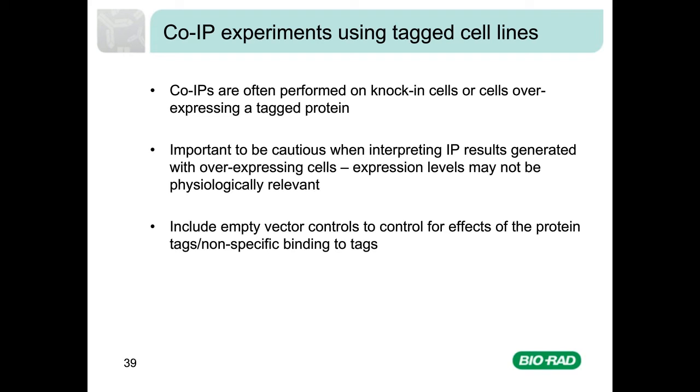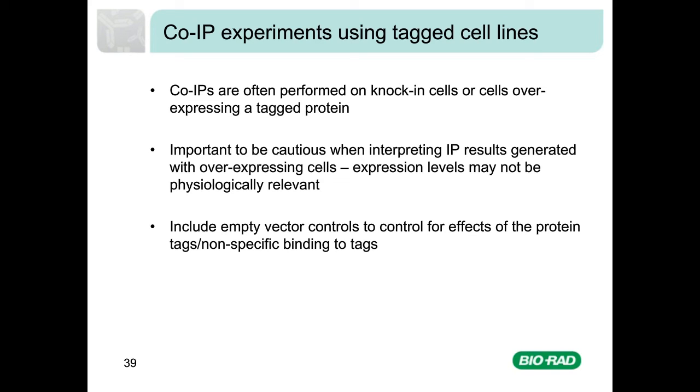In addition to the other controls mentioned in this webinar, when using transfected cells, it is important to include IPs that have been performed on cells which have been transfected with an empty vector. This allows you to control for any effect that the transfection procedure and protein tags may have on the IP, and especially non-specific binding.